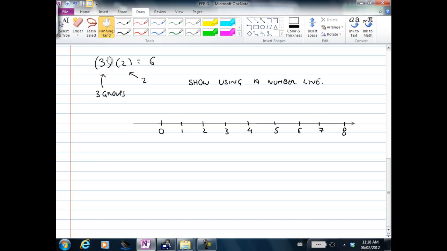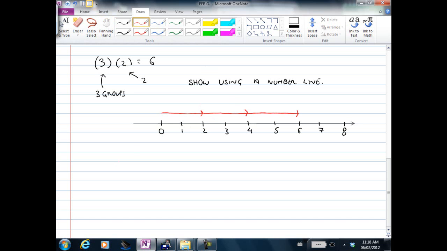So I can show this by saying 3 groups of 2. So I'm going to show you how this is done. Okay. Up here, we're going to draw all the way along up to 2. That's 1 arrow. But then, I can go from 2 all the way to 4. And I keep doing this. And I can do 4 to 6.